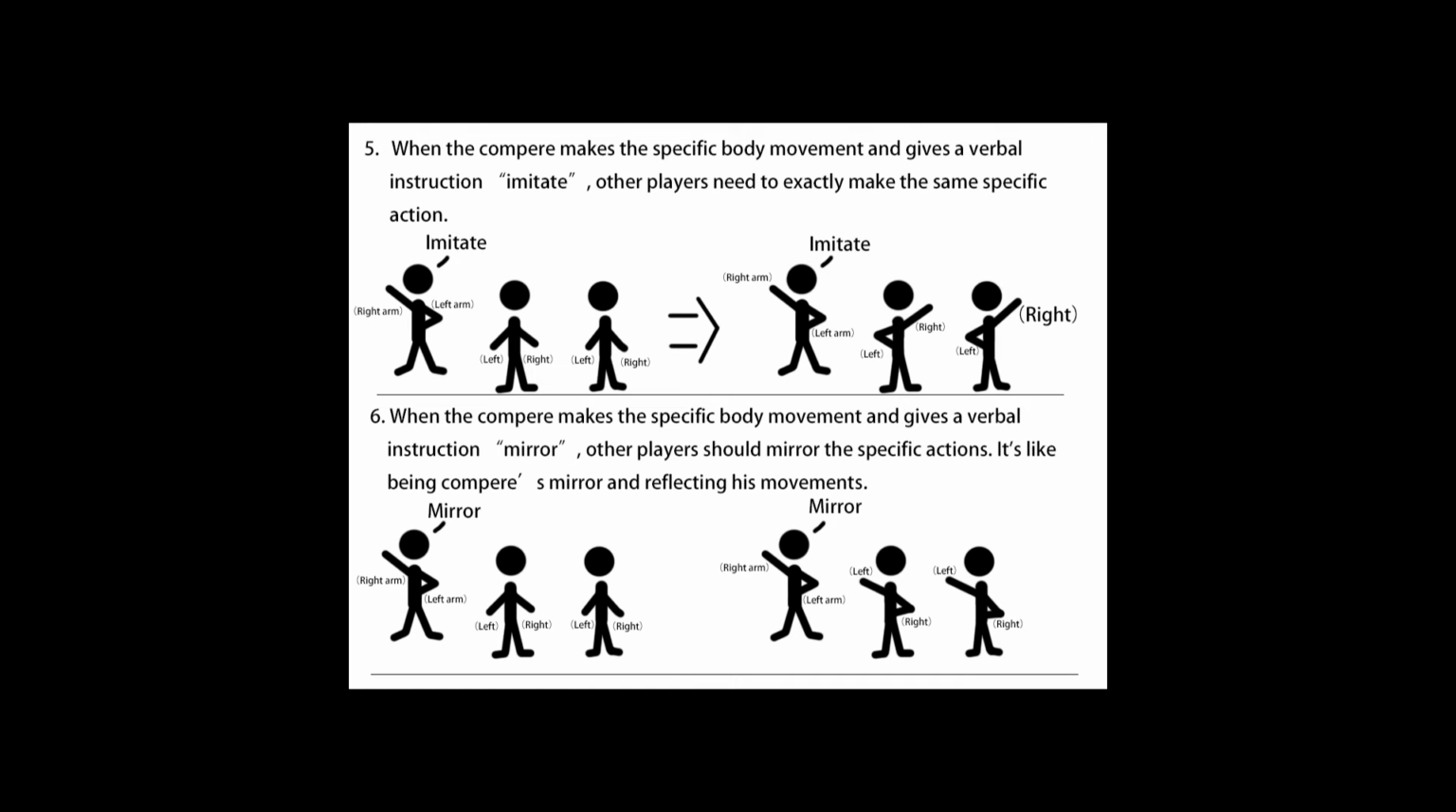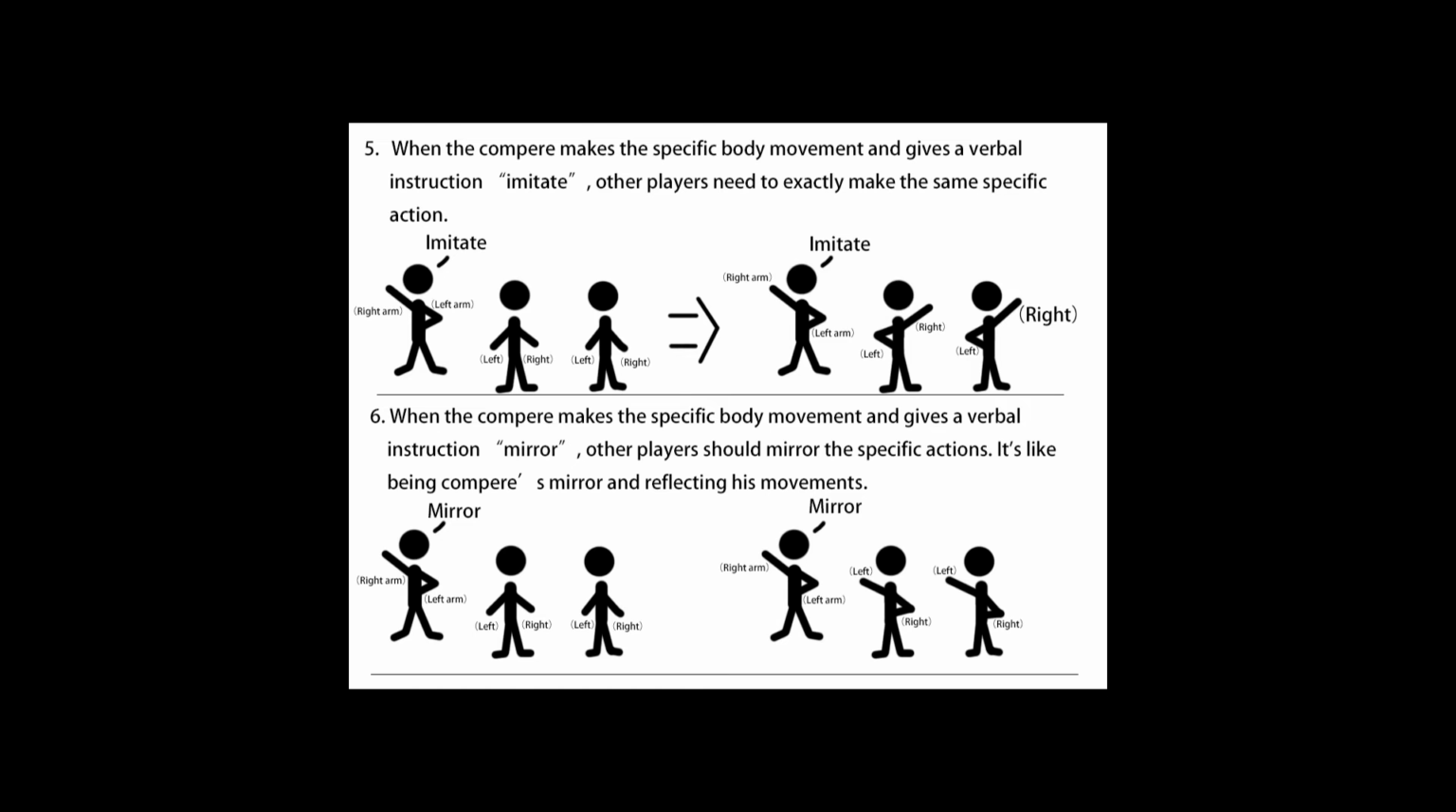When the Compre makes the specific body movement and gives a verbal instruction, imitate, other players need to exactly make the same specific action. For example, when the Compre raises his or her right arm and rests his or her left hand on his or her hips, the right arm and left hand of other players should do the same.